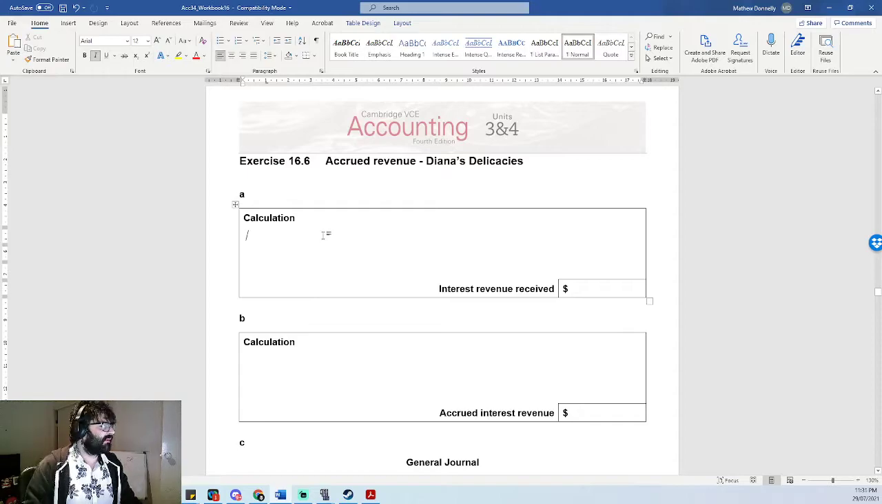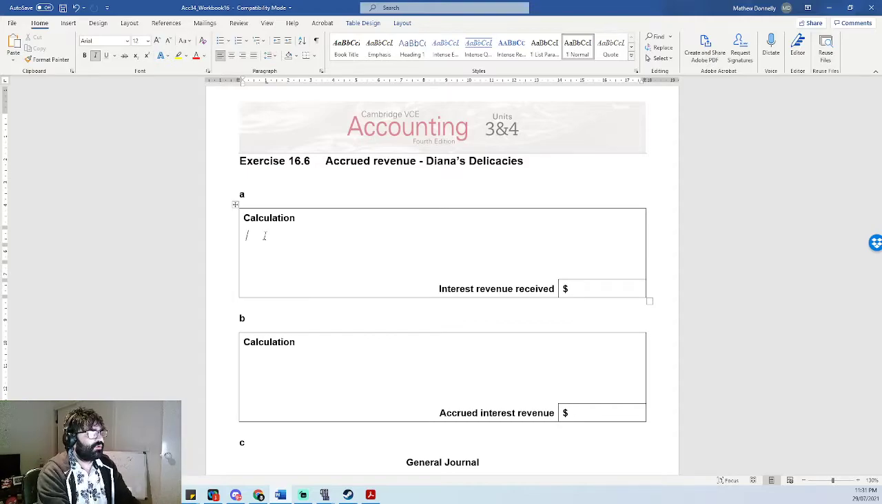So A, calculate the interest revenue received on the 31st of May. I'm just going to change the size of this. Oh, sorry. There we go. That still works actually. Calculate the interest revenue received on the 31st of May. We're going from March 1 to the 31st of May. So we go March, April, May. That's 3 months. That 3 is important.